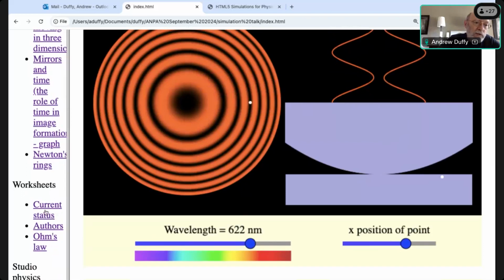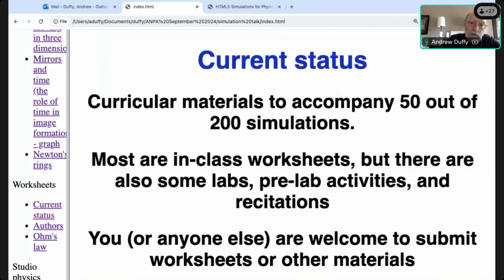Great. Let me talk about these worksheets that we're working on recently. So our current status is we have 200 simulations or so. We have a few more than that, but it's about 200. And right now we have curricular materials to go with 50 of them. And that collection is gradually getting bigger as time goes by.